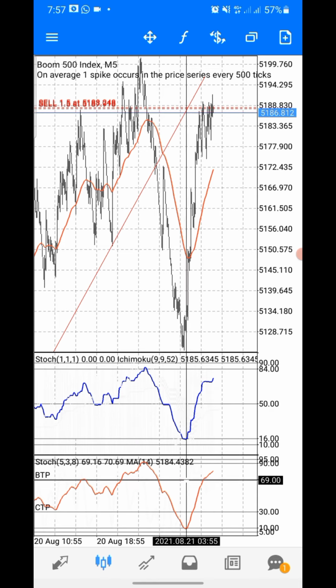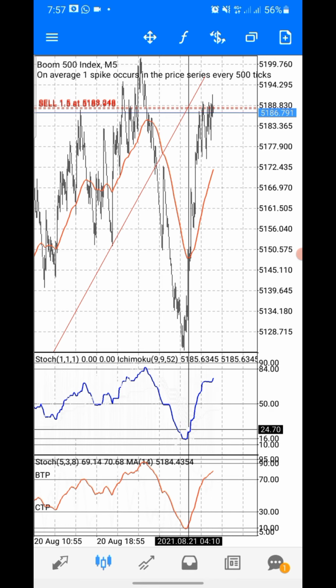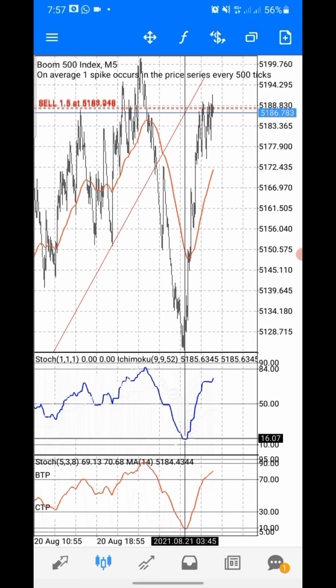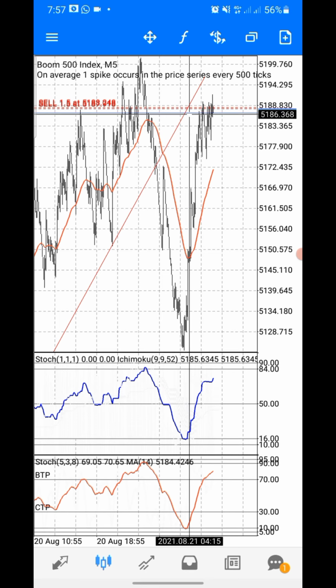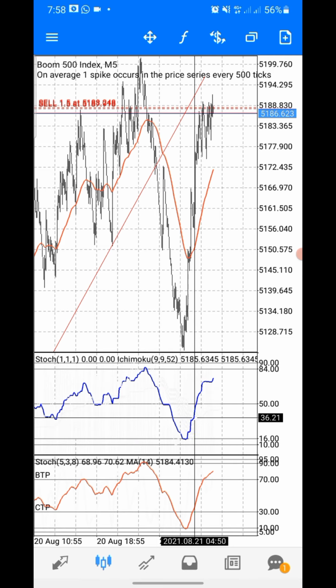For example, the conditions were actually met here, and if we had taken a buy, look at what happened. The market keeps spiking. If we had taken this market here, we definitely would have ended in profit. This is just one example.